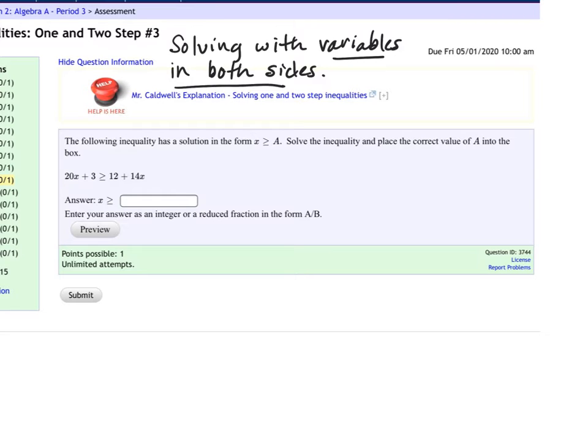Solving an inequality with variables on both sides. This is a question from your wall map. Notice how you have 14x on one side and 20x on the other, and in between them you have your inequality sign. You need to get those variables on one side in order to get the variable by itself.